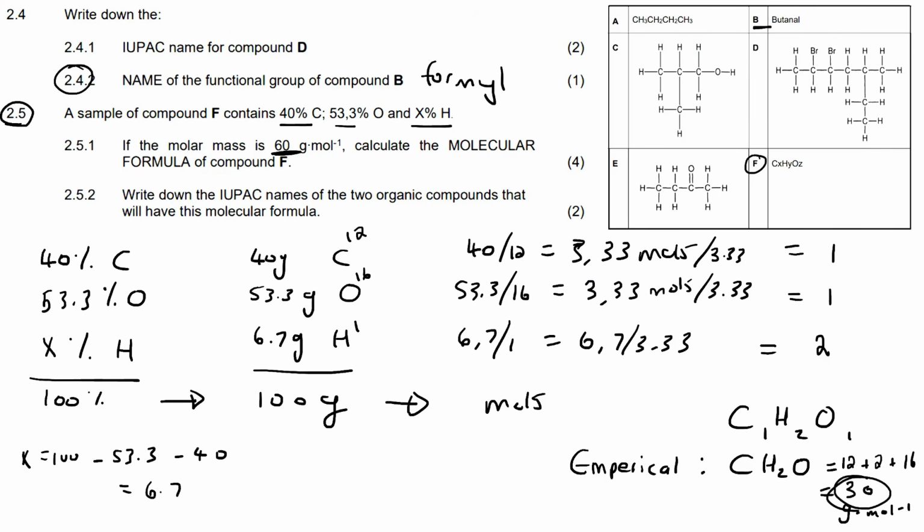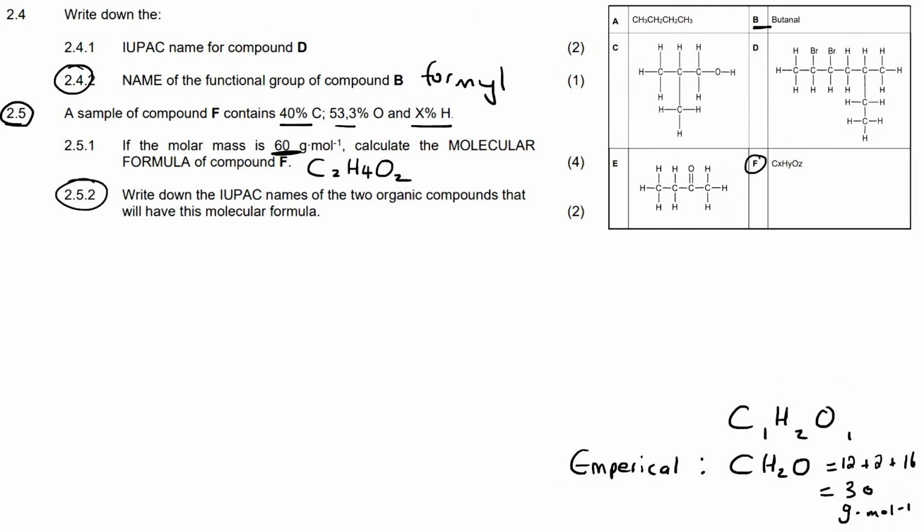So the real mass is double the empirical. So how do we get this to become a 60? You're just going to double all of these. So it's going to end up becoming C2H4O2. That is the molecular formula. So the empirical is the simplified one. The molecular is the real one, what it actually is in real life.